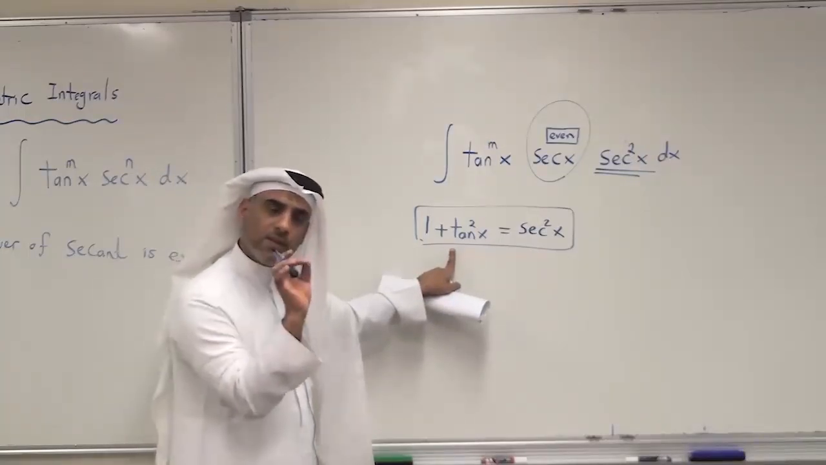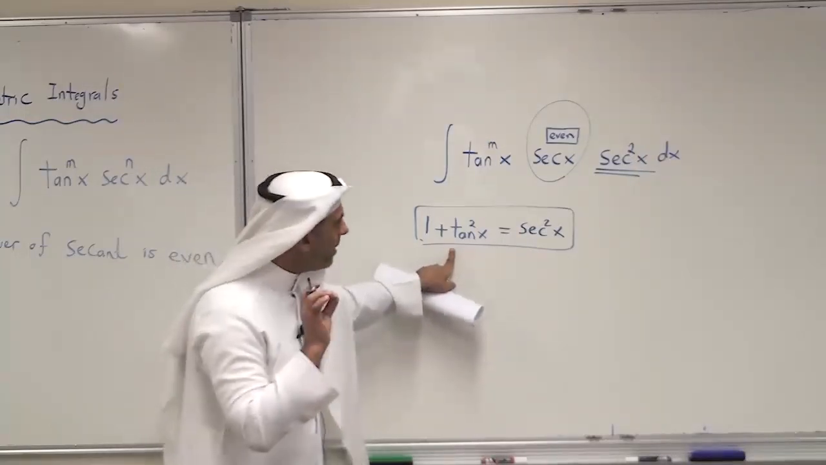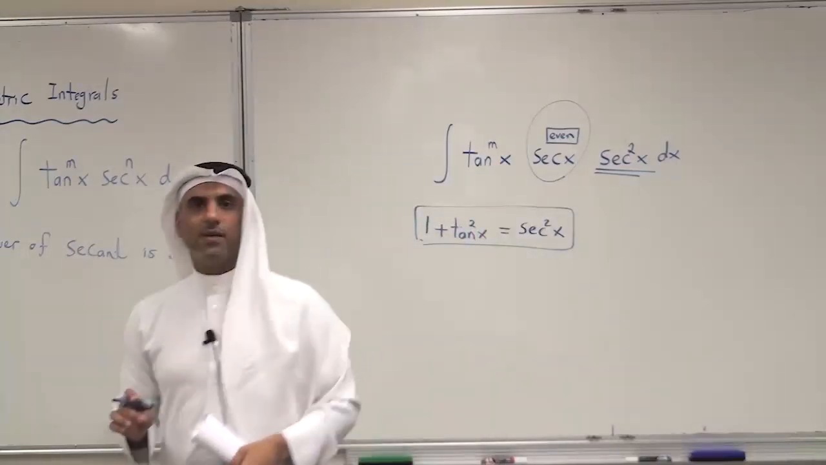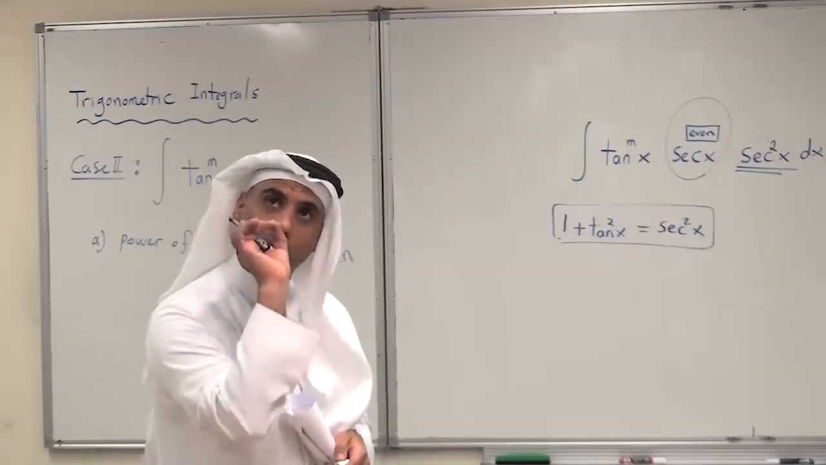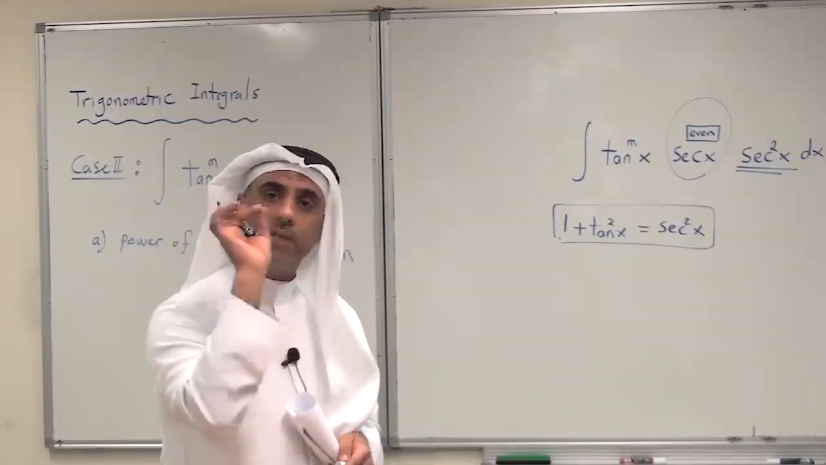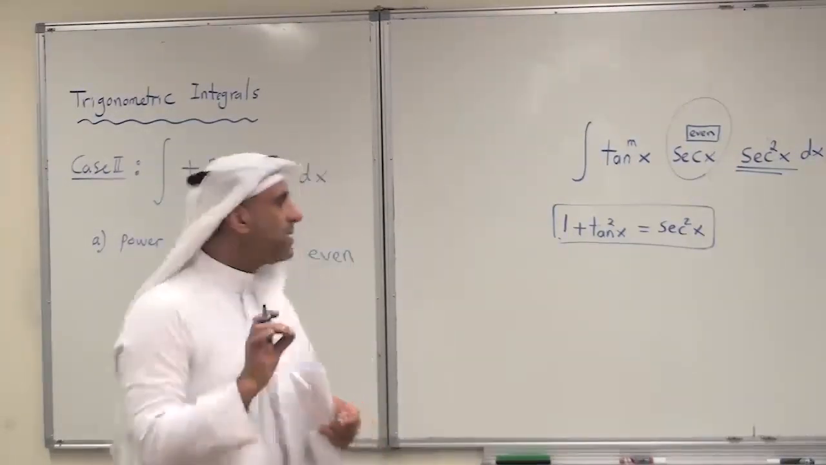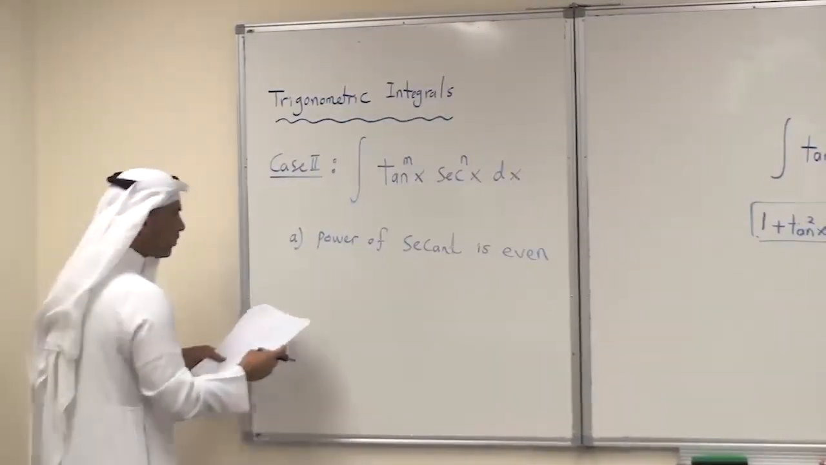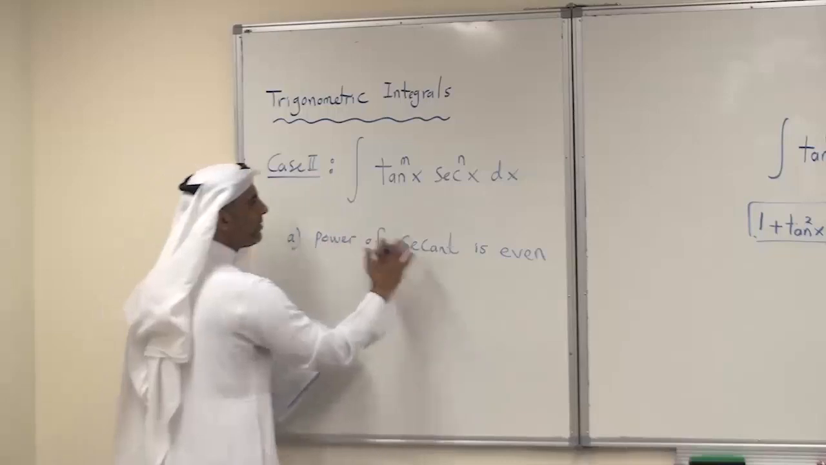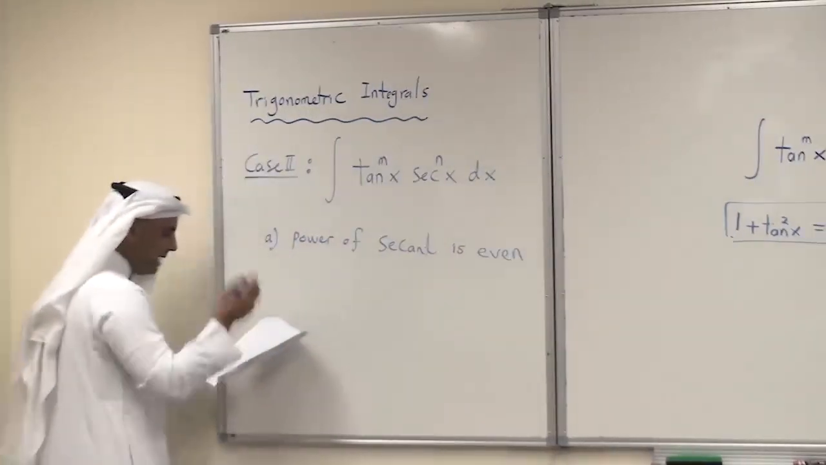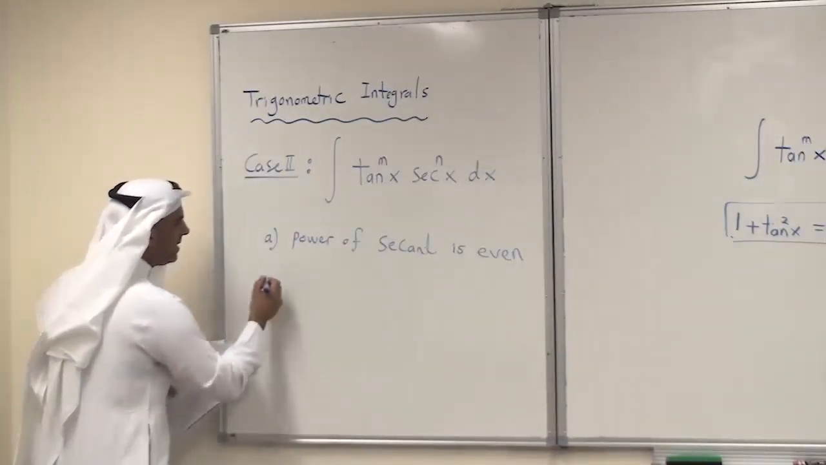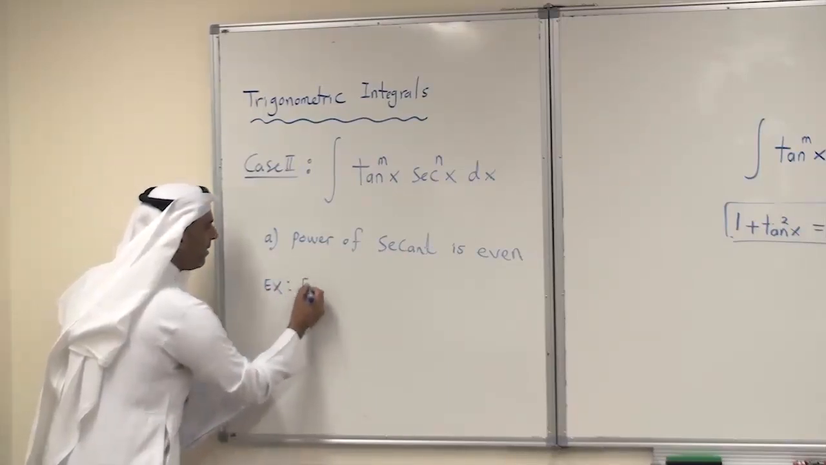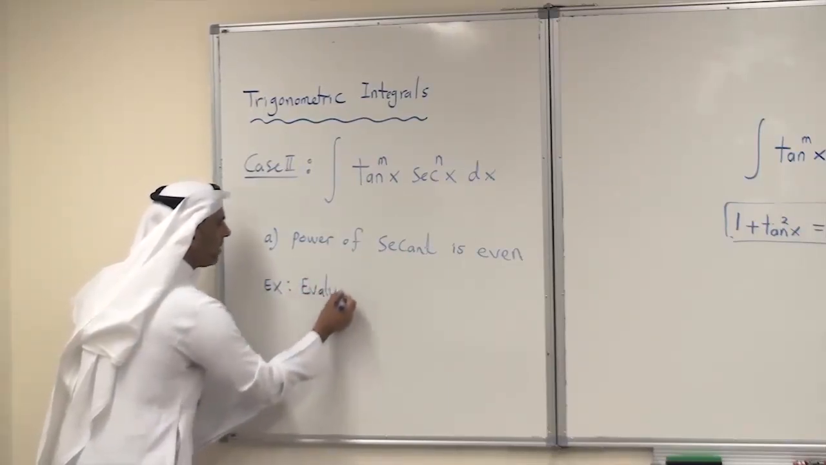If we succeed to do this, then what I will have at the end is a function of tangent multiplied by secant squared. Simply, we make u equal to tangent, and du will be secant squared dx. Let us see how to apply this one in the following exercise. So I'm discussing now power of secant is even. So I will choose a specific exercise here that says evaluate the following integral.